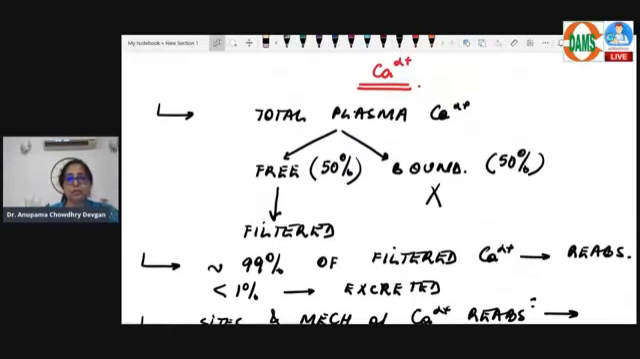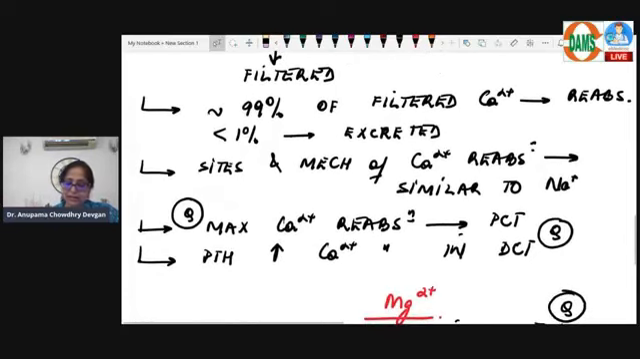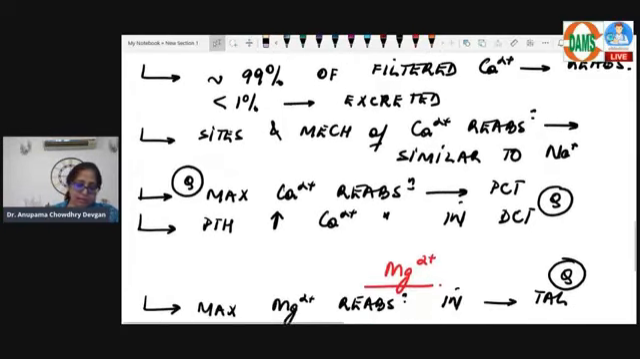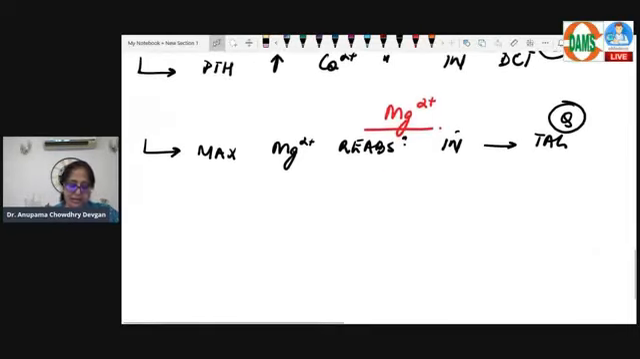Out of the total plasma calcium, 50%, which is free, is going to be filtered. Out of the filtered calcium, 99% will be reabsorbed in different segments, maximum in PCT, 30% in thick ascending, just similar to sodium. Less than 1% is excreted. Sites and mechanism of calcium reabsorption are similar to sodium. Maximum calcium reabsorption is in PCT, parathormone increases calcium reabsorption in DCT. Maximum magnesium reabsorption is in the thick ascending limb.